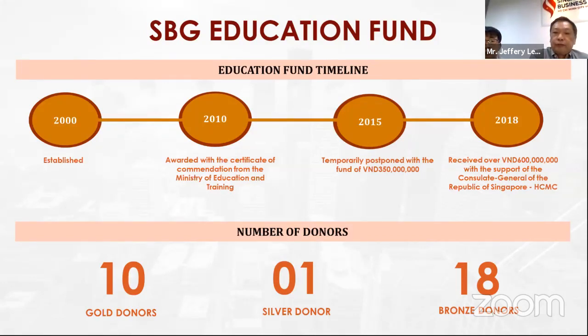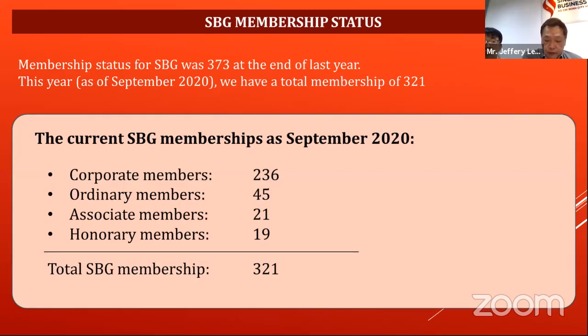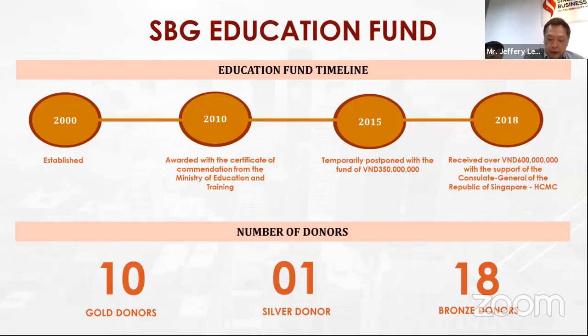But back in 2015, after the great financial crisis back in 2008, the Vietnam economy wasn't doing that well. So back in 2015, we temporarily suspended the fund with a total of 350 million dong, the cash balance inside the bank, which of course continues to be audited every year by not only our honorary treasurer, but also by Mr. Ernest Young. Now in 2020, we received over 400 million dong with the support of our Singapore Consulate General Office.